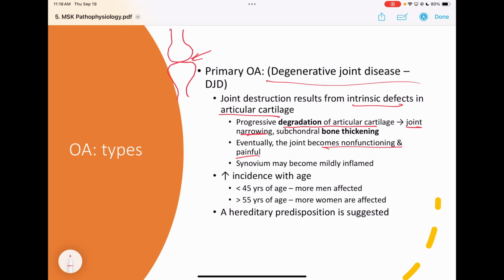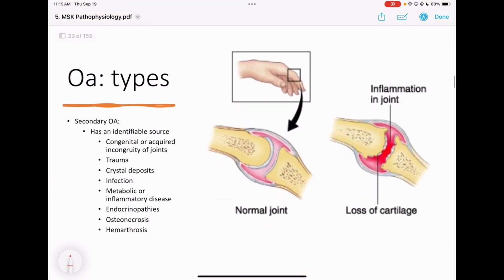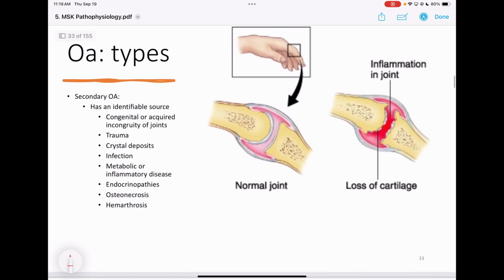Obviously, it increases with age, and it's hereditary. There are some hereditary issues with osteoarthritis, so ask about family history, anyone in your family with osteoarthritis. Secondary causes have a source.